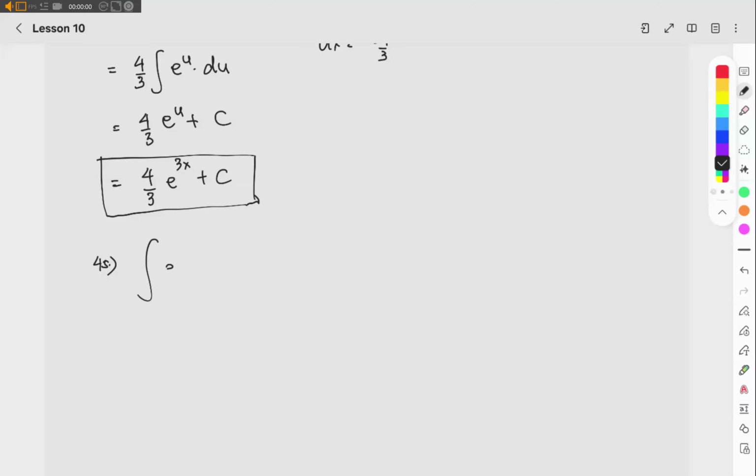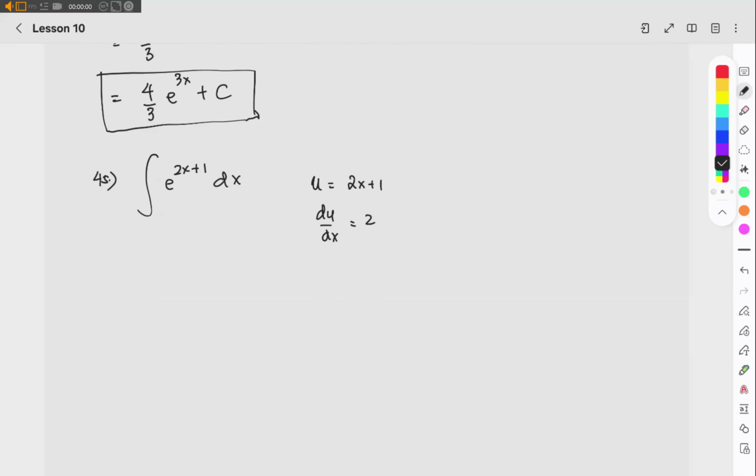Integral of e to 2x plus 1. Let u be equal to 2x plus 1. Du over dx is simply equal to 2. So dx is simply equal to du over 2.